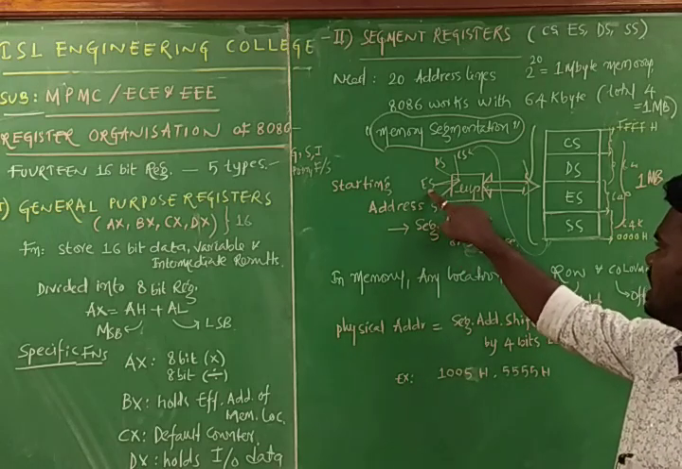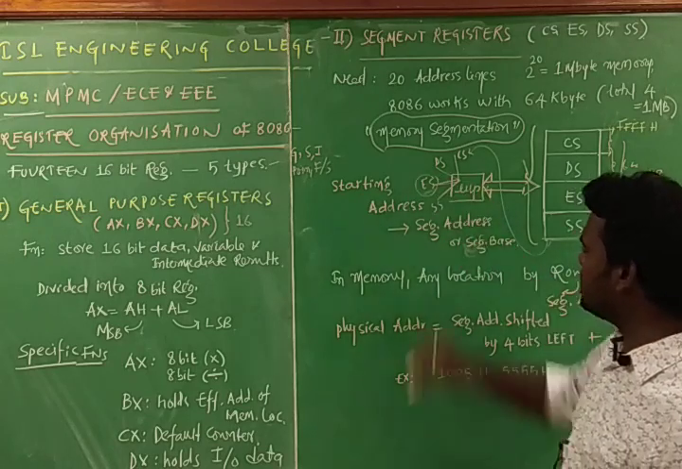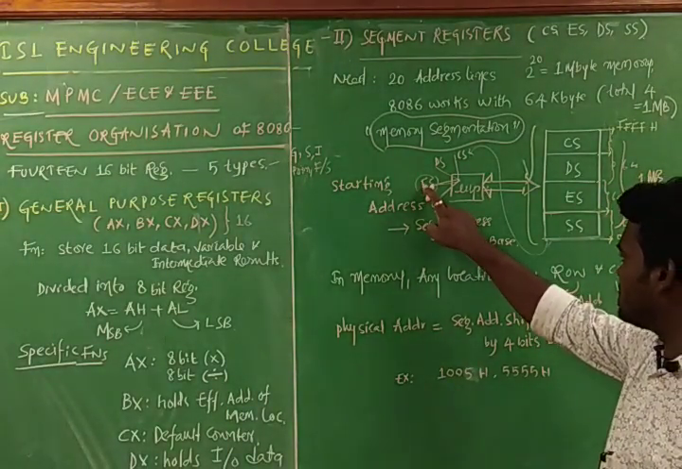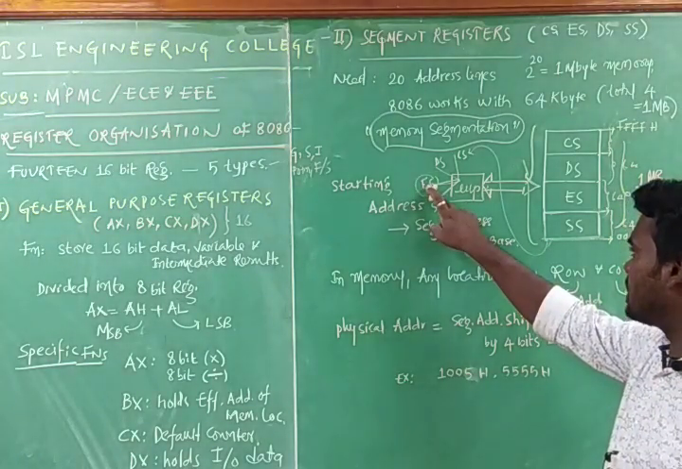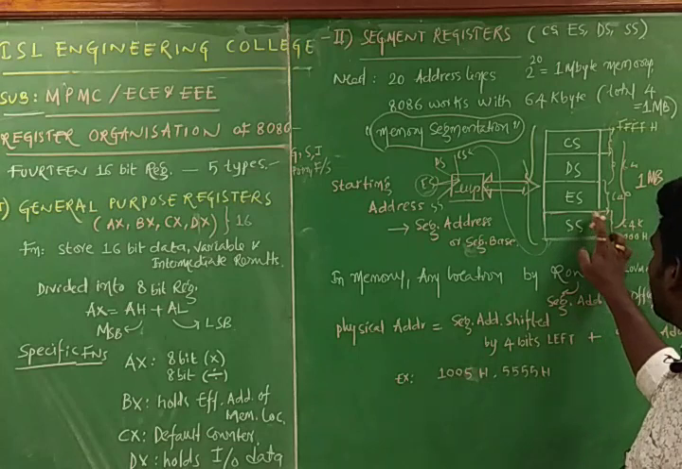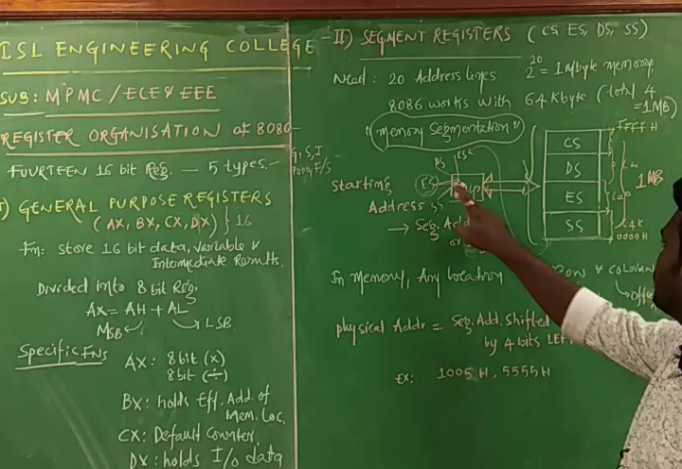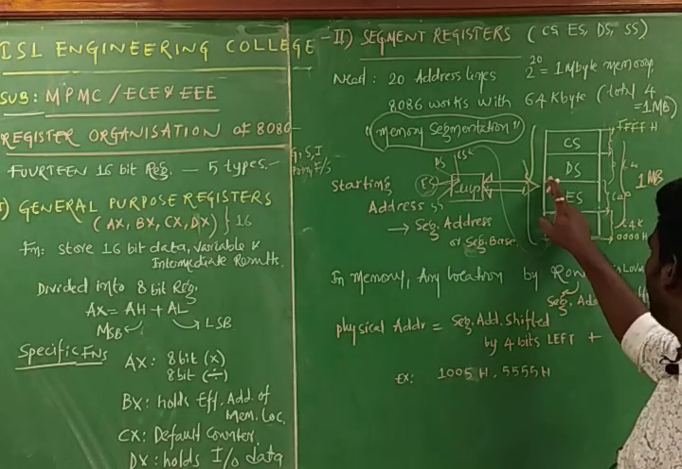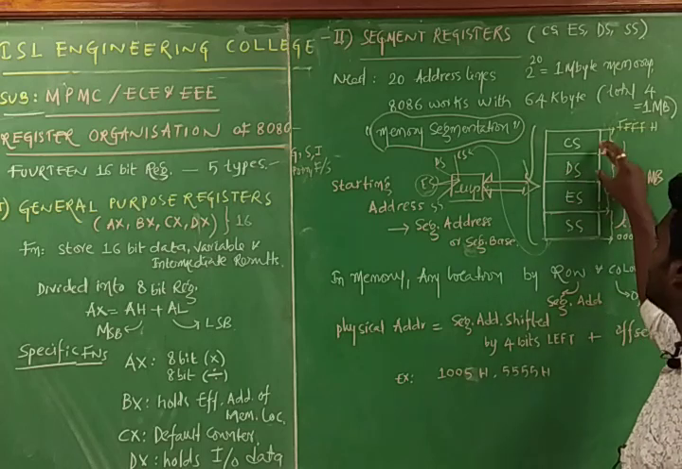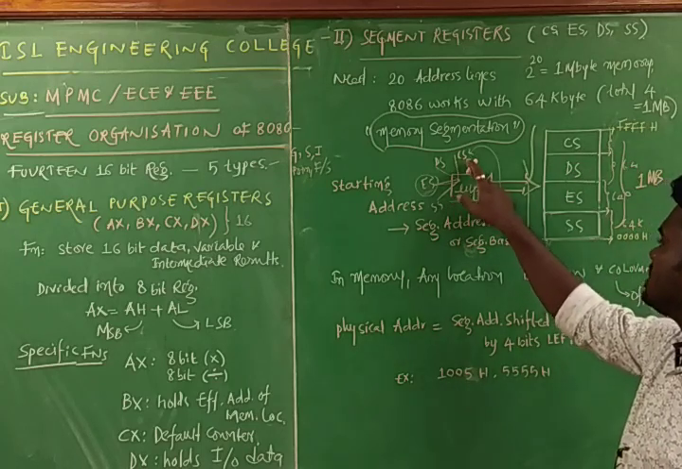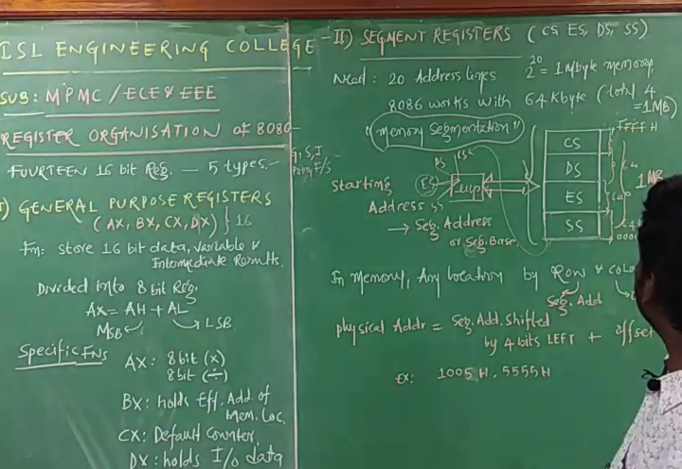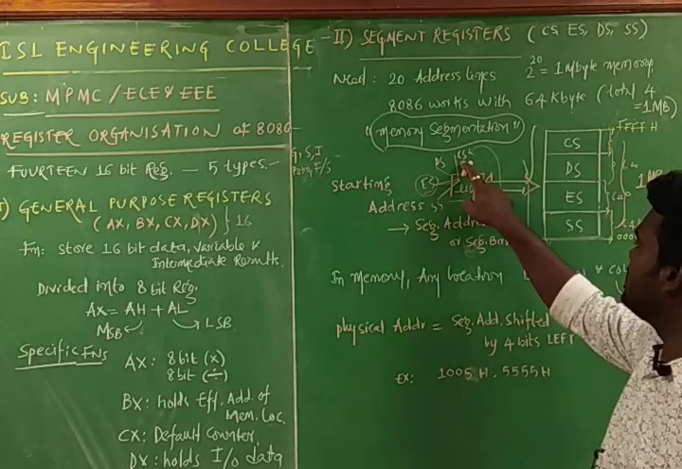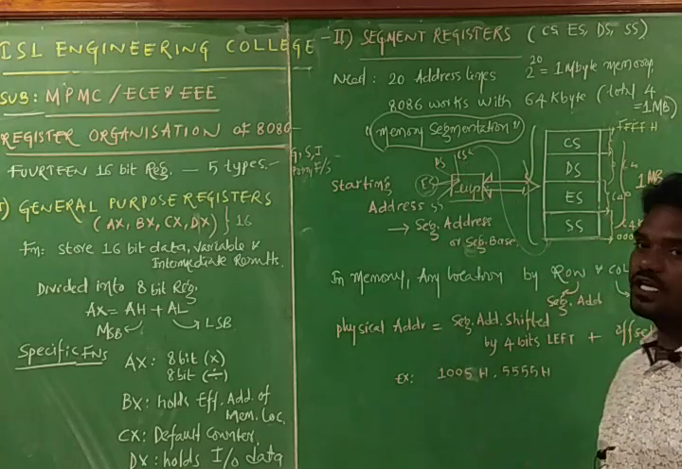Coming to the next one, ES is the extra segment register, and it is a 16-bit register. This extra segment register holds the starting address of the extra segment memory. Coming to the next one, the data segment register, it is 16 bits wide and holds the starting address of the data segment memory. And the last one is CS, the code segment register, where the starting address of the code segment memory is stored.